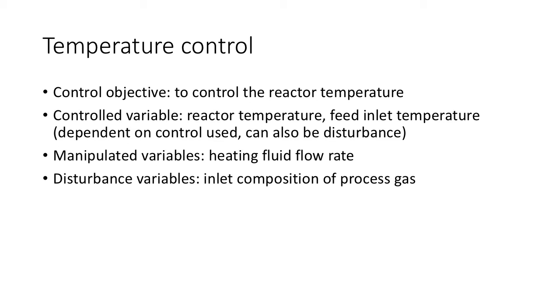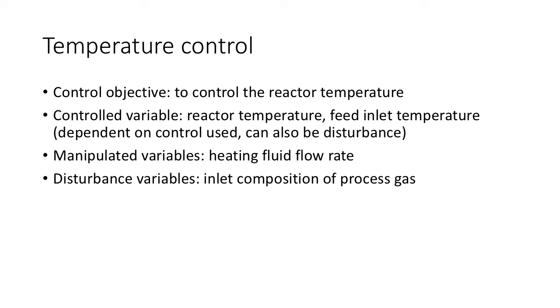For temperature control, the control variable is the reactor temperature. Since the reactor is adiabatic and the reaction is exothermic, the temperature will increase down the length of the reactor. The temperature can be measured by measuring the temperature at several points down the length of the reactor. The second control variable is the feed inlet temperature. In high temperature conversion, the feed needs to be heated before entering the reactor, while in low temperature conversion, the feed needs to be cooled as it enters the reactor.